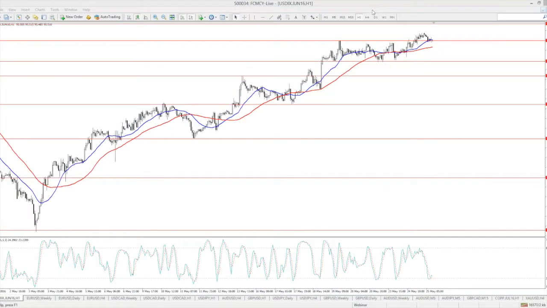Today I'm going to start from the education part of the webinar. We're going to discuss the double top reversal patterns and the double bottom reversal patterns. I tried to find some double top and double bottom reversals in the market.